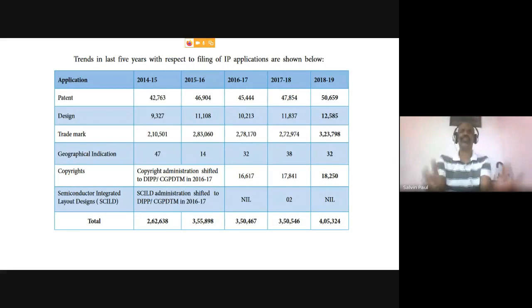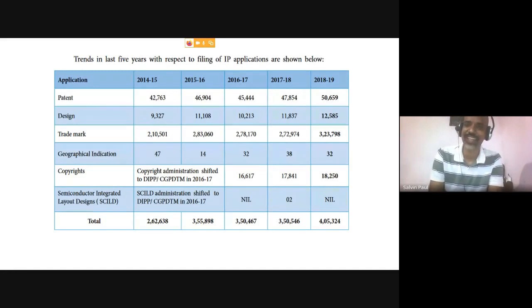Now this is a table which explains the current scenario of IP applications. There is patent, design, trademark, geographical indication, copyrights, semiconductor integrated layout designs. If you look at all these species, the most important species is semiconductor integrated layout designs. You can see where India stands.